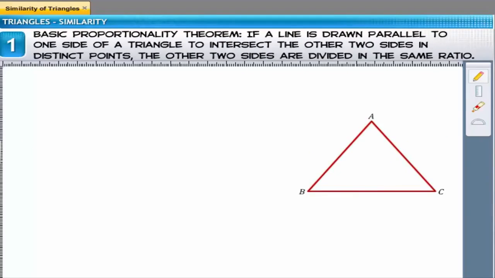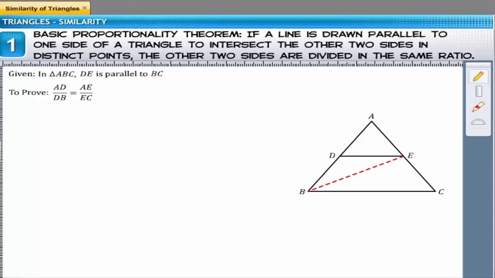A triangle ABC is given such that a line drawn parallel to side BC intersects the other two sides AB and AC at points D and E respectively. If we prove that AD upon DB is equal to AE upon EC, then the theorem will also be proved. To prove this theorem, join B to E and C to D. Also draw two perpendiculars, DM on AC and EN on AB.